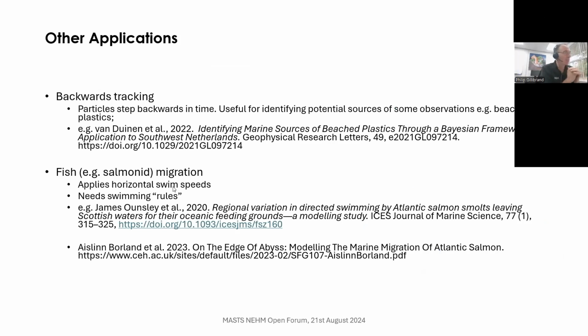There's a couple of other applications just to mention briefly. Backwards tracking: particle tracking models can be run backwards. That's useful for identifying potential sources of observations. For example, beached plastics. You can start where you know the material was found and work backwards in time. So there's a paper there showing how that might work. And increasingly, people are looking at salmon and fish migration. That's quite complicated because it involves applying a horizontal swimming speed. So we're not just looking at the swimming in the vertical, we're now looking at swimming in the horizontal. And to do that, we need swimming rules. And that's a bit harder to come by. James Ownsley published some work on this a few years ago, and Aislinn Borland has been doing some nice stuff on this at Strathclyde for her PhD.